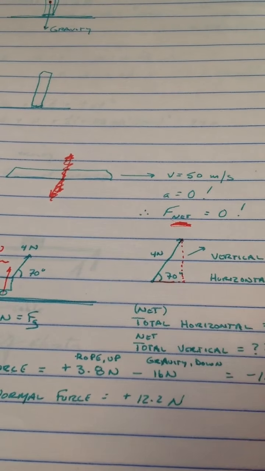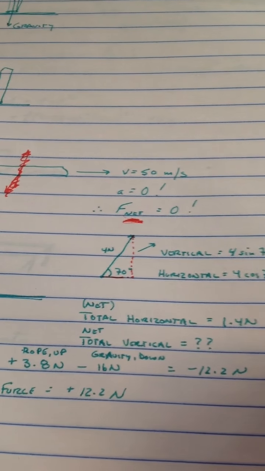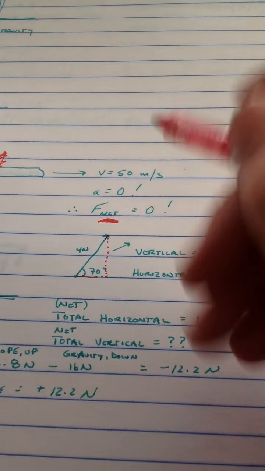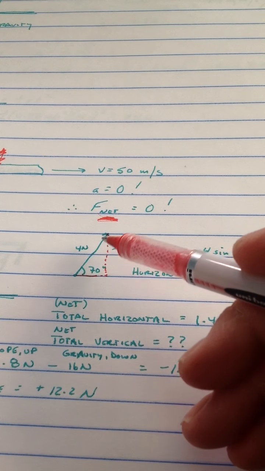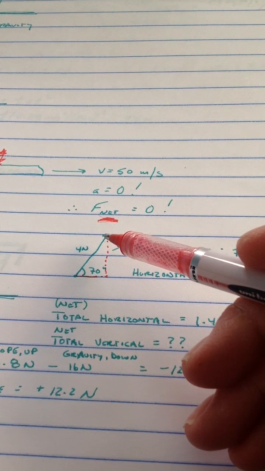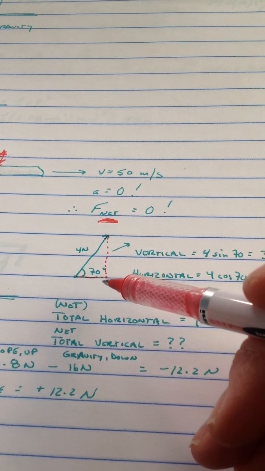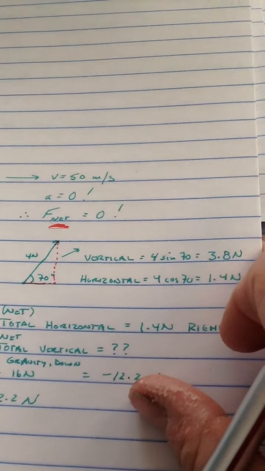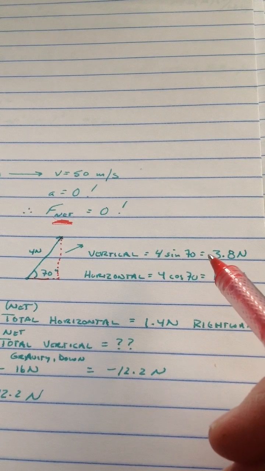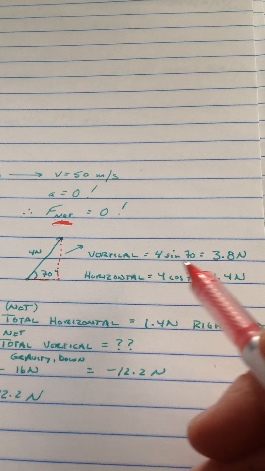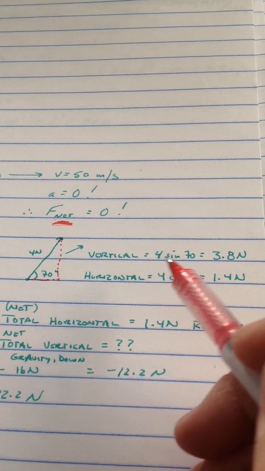So let's talk about what's going on in this situation. We have a 4 newton force that's operating at an angle. Like we've seen right along, we're going to break that force into a vertical component and a horizontal component using that same SOHCAHTOA method in trigonometry like we've seen.